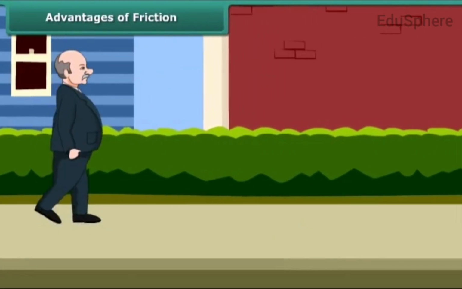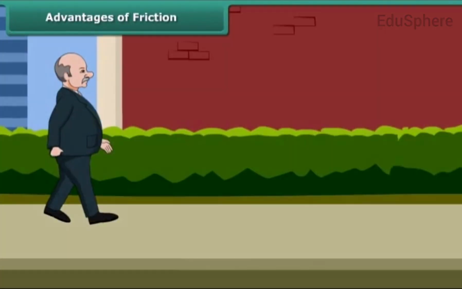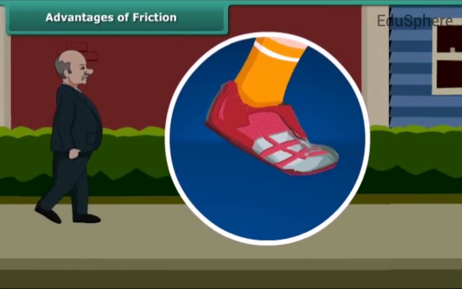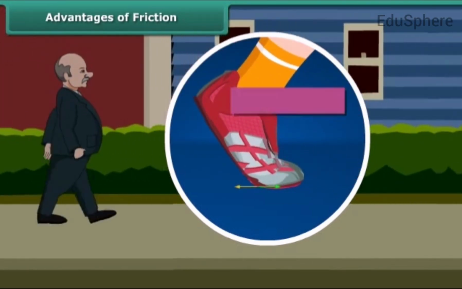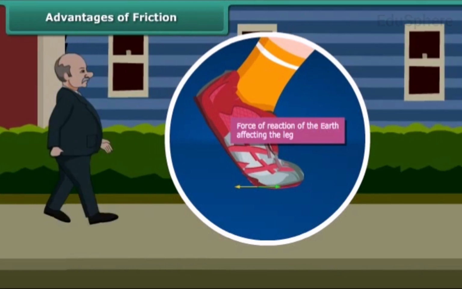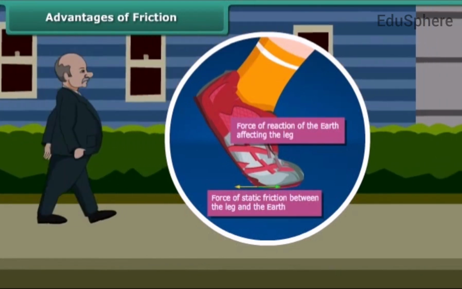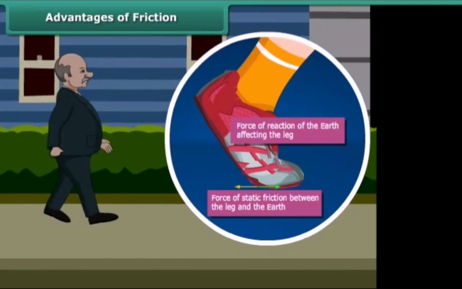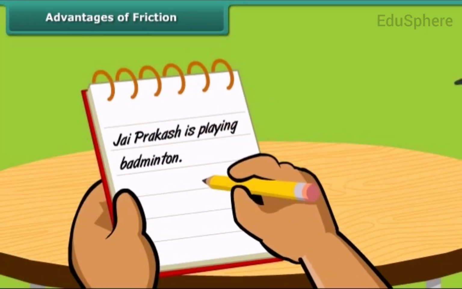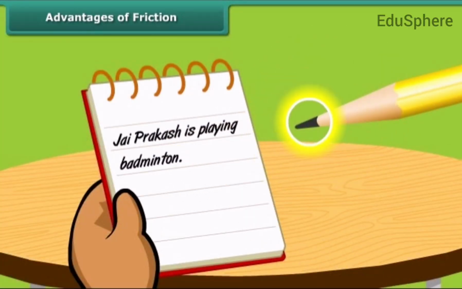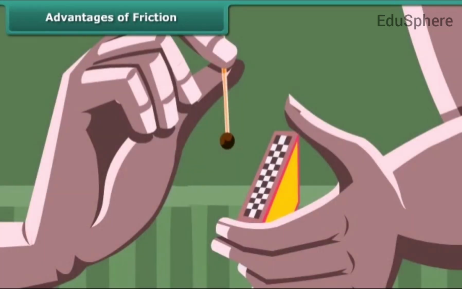Friction is both good and bad. We are able to walk because friction prevents us from slipping. When we push the ground with our foot, the friction provides a forward reaction to our push and pushes us forward. We are able to write because there is friction between the tip of the pencil and the paper. Lighting the matchstick is another useful application of friction.